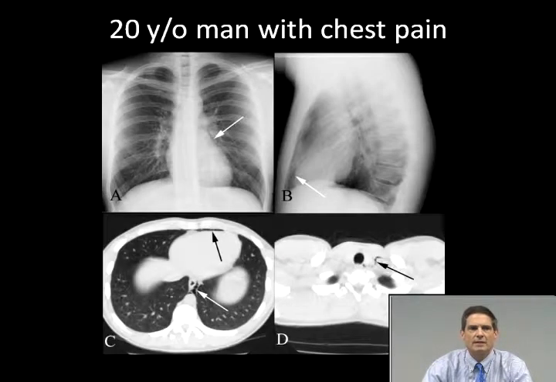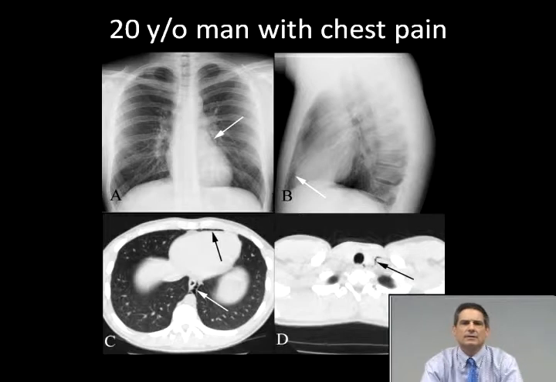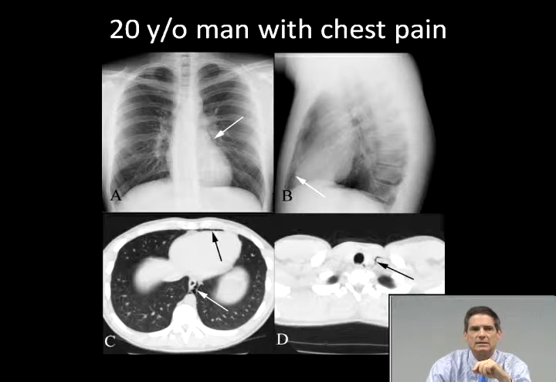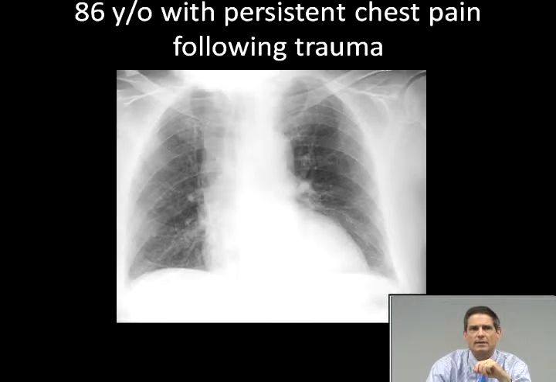So this young man had a spontaneous pneumomediastinum. Pneumomediastinum can occur with or without a pneumothorax, and generally it's a cause of chest pain that can be diagnosed on the chest x-ray. Like pneumothorax, it's more easily seen on a CT scan.